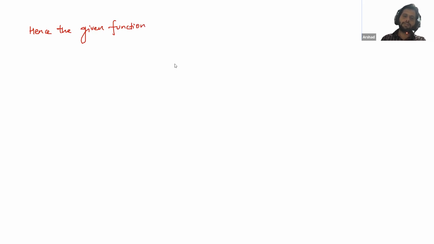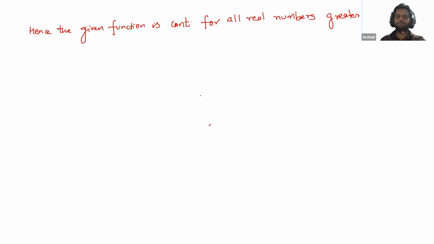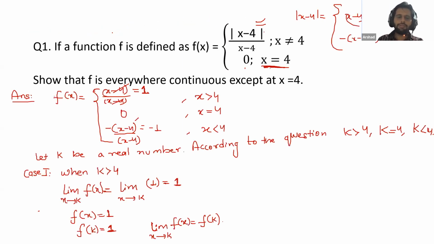is continuous for all real numbers greater than 4. So in the first case, we have taken k greater than 4, and we have proved that this is continuous for all real numbers greater than 4. I hope this is clear to everyone.